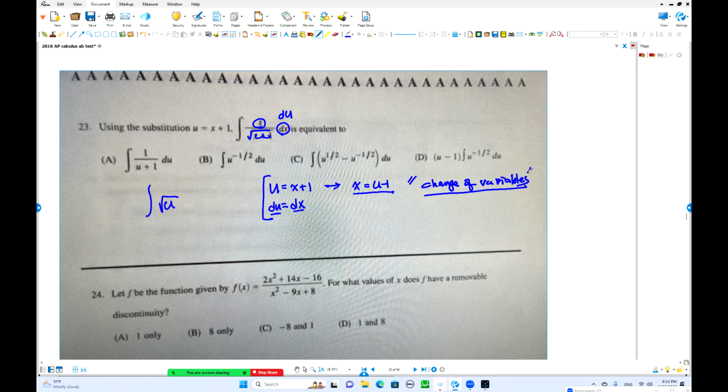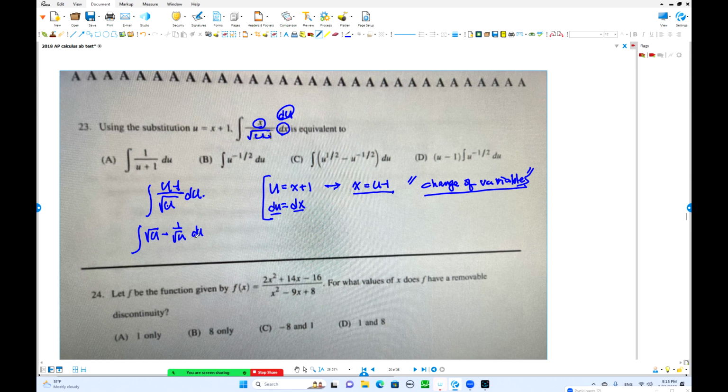That's possible, right? So it will be no problem. So x is now replaced with u minus 1, and dx is replaced with du. That's it. But simplified, okay? u over square root u is what? Square root u, okay? Yeah. 1 over square root u.